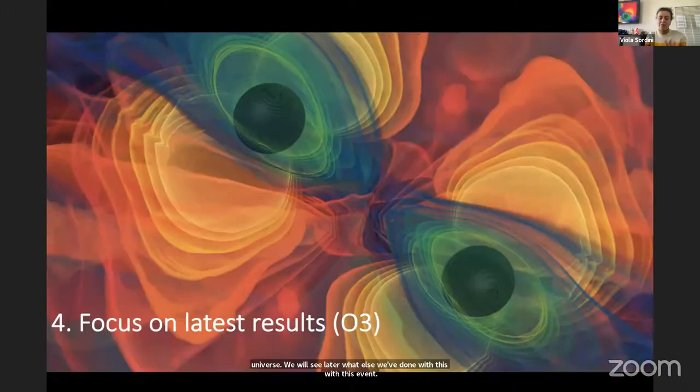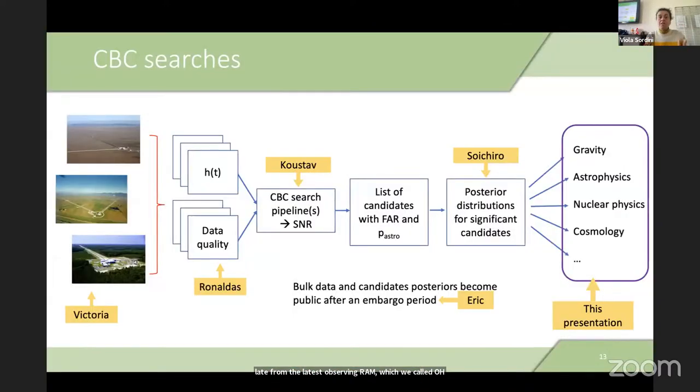So I will now focus on the latest results, which are from the latest observing run, which we called O3. It was in 2019-2020. During this run, the searches for CBC signals were really done systematically. So it is cool that I'm the last speaker in this workshop, because now you actually know all the pieces of the puzzle. So you've heard about the detectors from Victoria. So this produced h(t). You've heard about data quality.